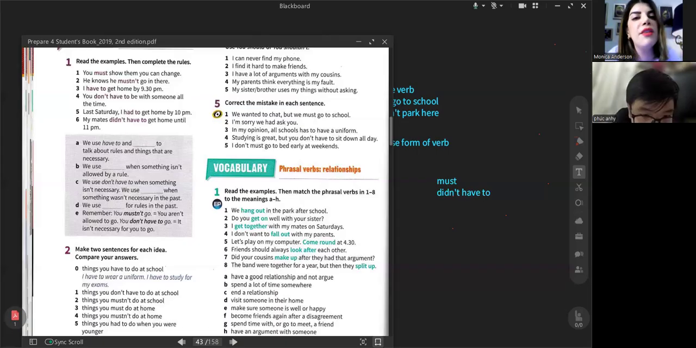Can you tell me what's the difference between must and have to? I just explained. Must is for rules, and have to is not like a rule, not that strong. Can we use must in past? No. So I need to change it.